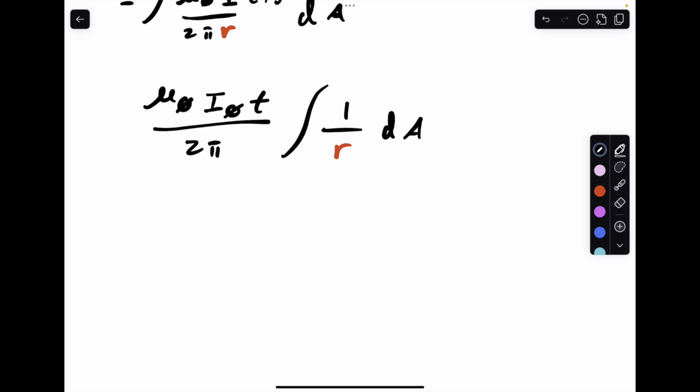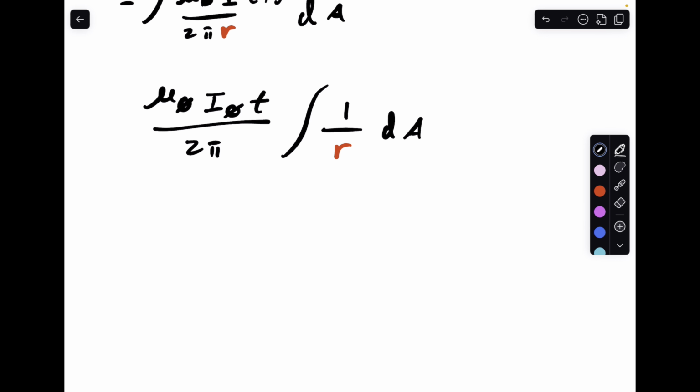I have this 1 over r dA, but I know that my dependent variable, my function that I'm going to try and integrate along, is 1 over r. But I have dA, and I know dA is somehow related to dr, right? So I'm going to try and express dA in terms of dr so I can get an actual comprehensive integral. And there's two ways we can do this. First, we're going to do the visual geometric way.